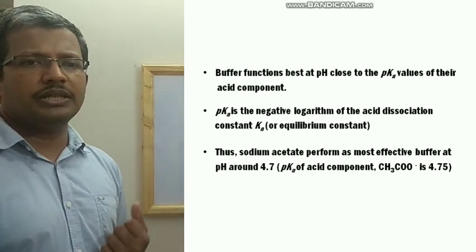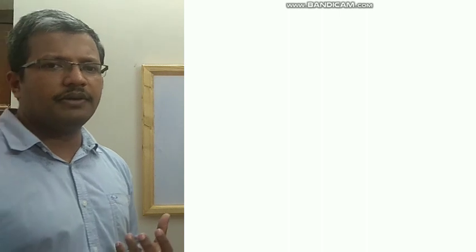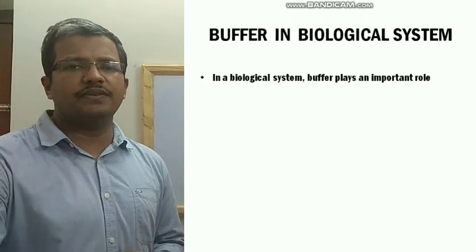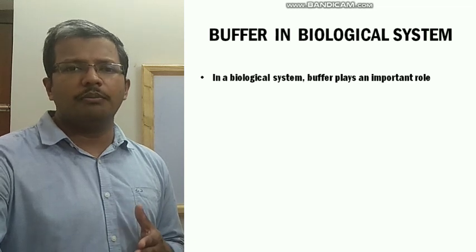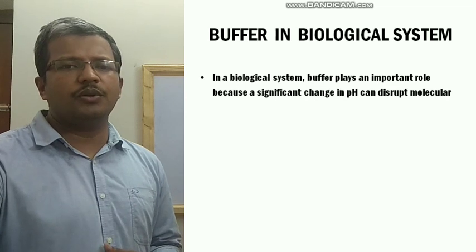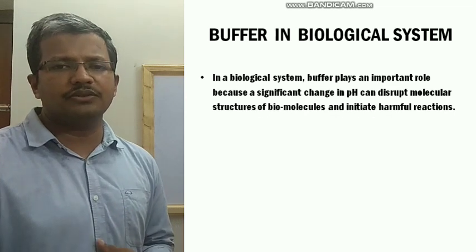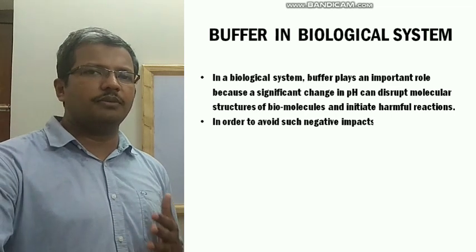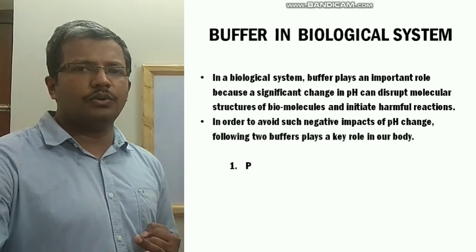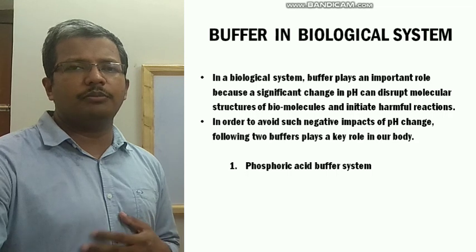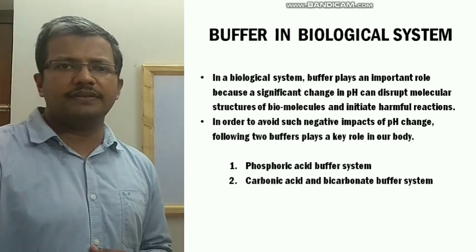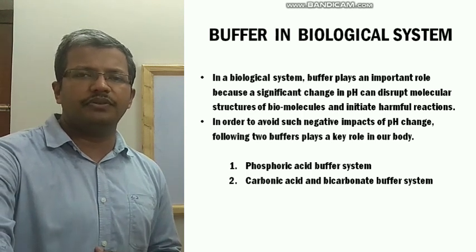Now, buffers in biological systems. In biological systems, buffers play an important role because a significant change in pH can disrupt the molecular structures of biomolecules and initiate harmful reactions. In order to avoid such negative impacts of pH change, the following two buffers play a role. The first one is the phosphate buffer and the second one is the carbonic acid and bicarbonate buffer system. First of all, the phosphoric acid buffer system, that is, the phosphate buffer system.